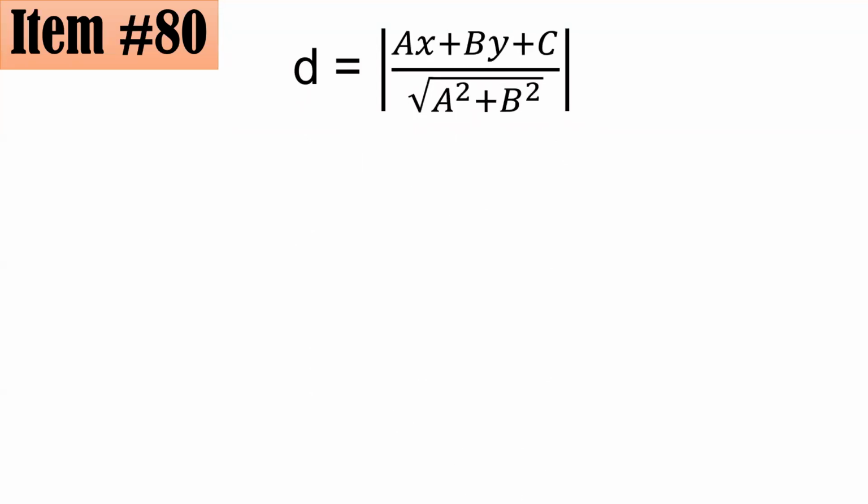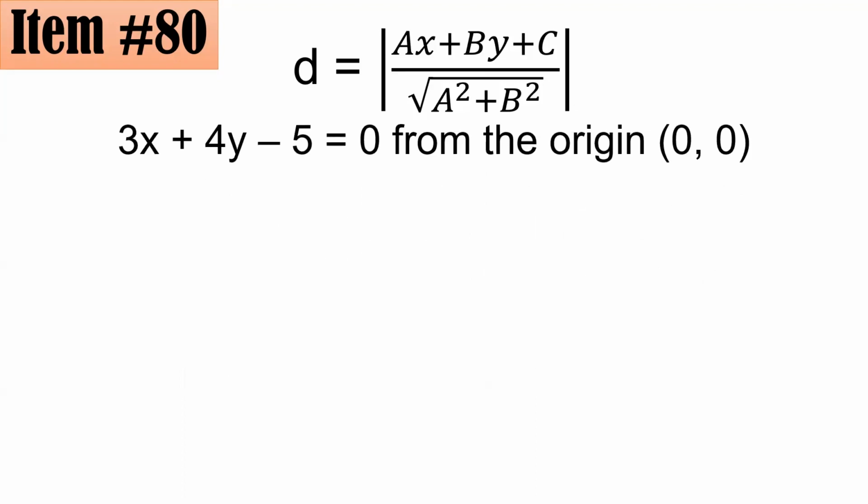I hope you are familiar with this. D equals the absolute value of the quantity Ax plus By plus C, this is the general form, all over the square root of A squared plus B squared. This is the formula. It will give you a non-negative value considering that you will be taking its absolute value. I converted the standard form earlier to general form, and that gives us 3x plus 4y minus 5 equals 0. And from the origin, the point is (0, 0).